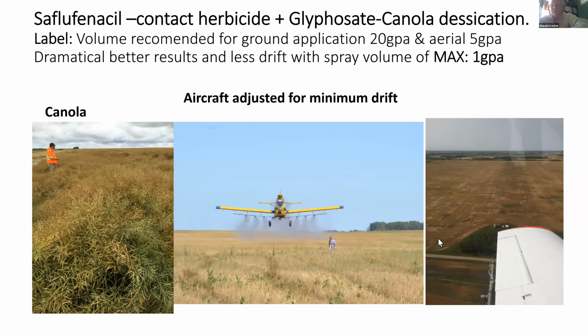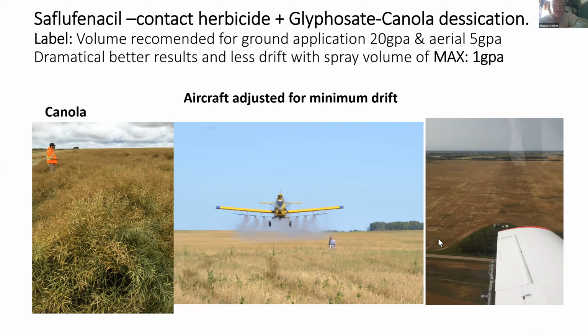Sulfafenicil, the contact herbicide. The labels, with due respect to the lady that just spoke, labels are very often wrong from a technical standpoint. The label for this chemical initially recommended high volumes, 20 gallons an acre and 5 gallons minimum by air. I conducted massive tests throughout South America and was able to prove with dramatic results, when we lower the spray volume, the chemical worked much better.